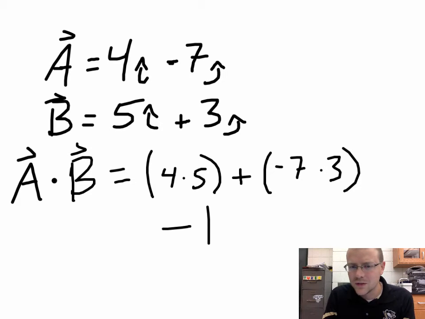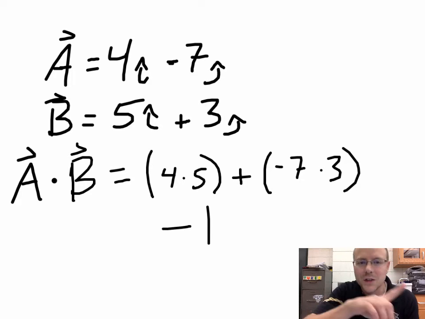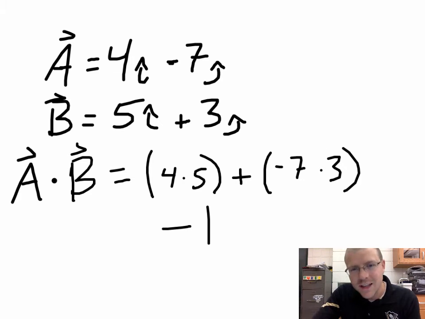I can multiply numbers together and add them. So what? What does that do for us? Well, we have to visualize where this is. Vector A is 4 in the x direction and negative 7 in the y direction, so it's down in the fourth quadrant. Vector B is in the first quadrant, 5 to the right and 3 up.